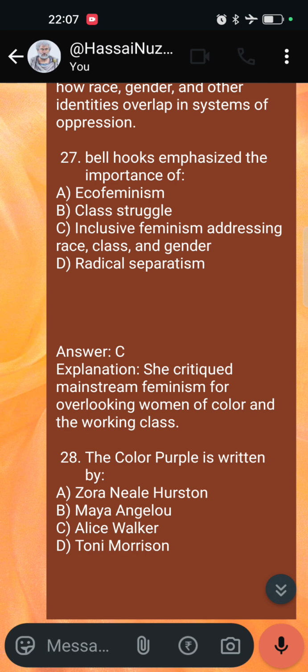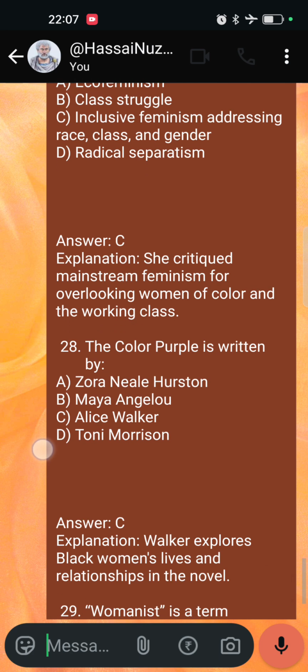28th one. The Color Purple is written by. Answer is C. Alice Walker. Walker explores black women's lives and relationships in the novel.